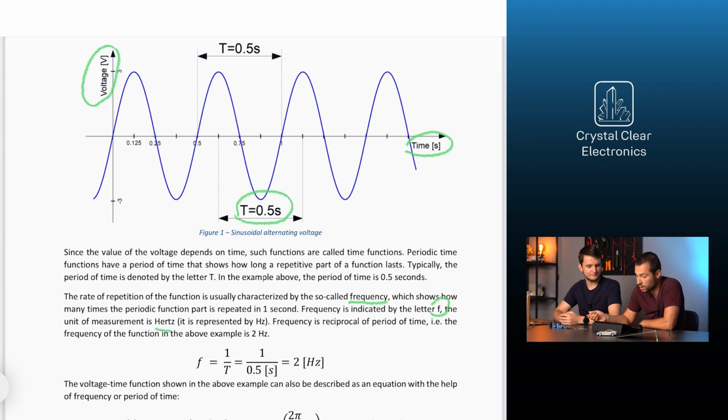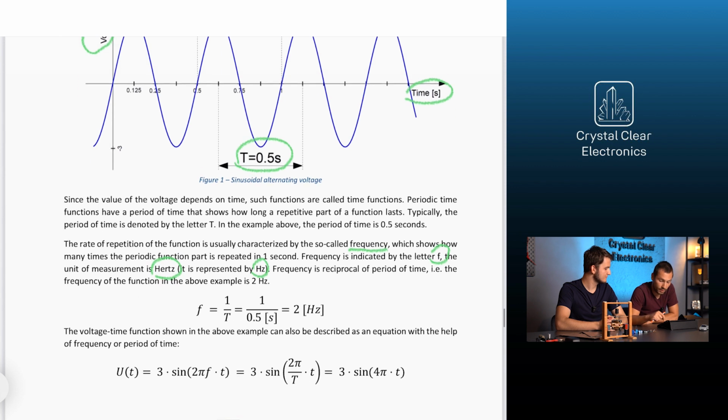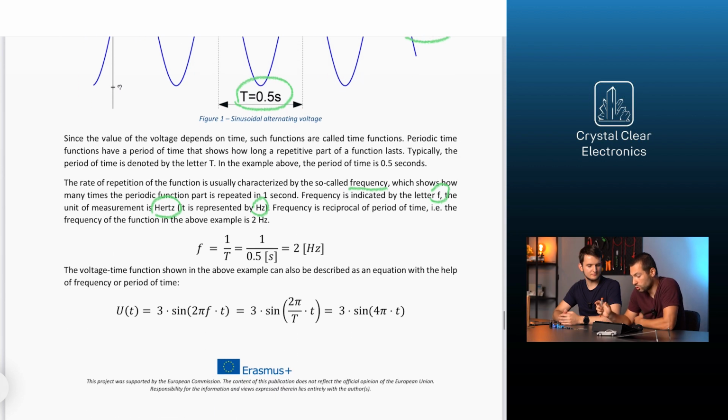Frequency is indicated by the letter small f. The unit of measurement is hertz. It is represented by Hz. Frequency is reciprocal of period of time, i.e. the frequency of the function in the above example is 2 Hz. F equals 1 over capital T written down. We can see that 1 divided by 0.5 actually gives us 2 Hz.